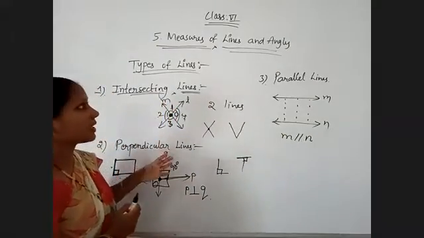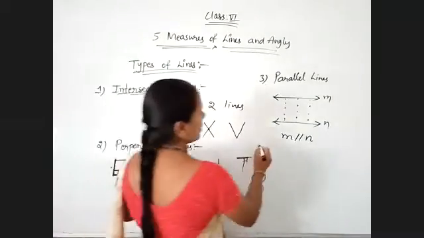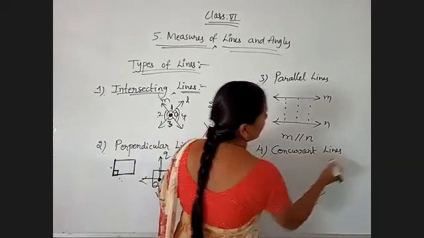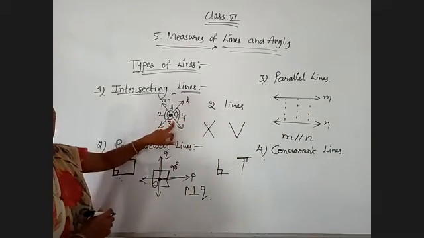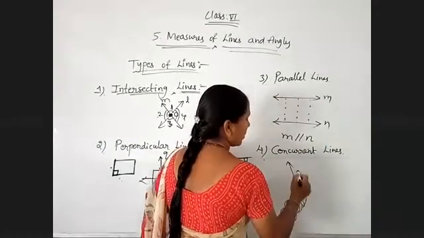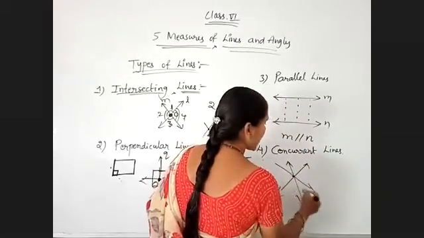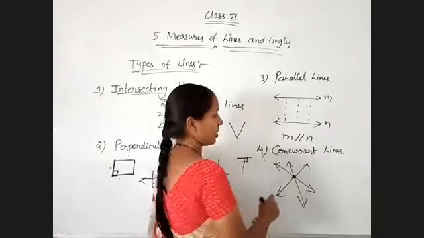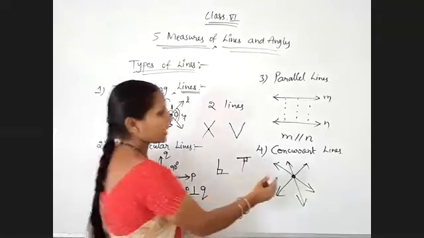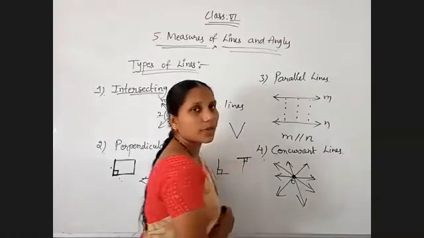Okay, so these are the different types of lines we have discussed in measures of lines and angles. Apart from this, we have concurrent lines. See, remember here, it is known as the point of intersection or intersecting point. If two lines are meeting at one point, we call them intersecting lines. If more than two lines are meeting at one point only, then what will we call them? They are said to be concurrent lines. Instead of two lines, if three or more lines are passing through the same point, meaning they are meeting at the same point, such lines are said to be concurrent lines.